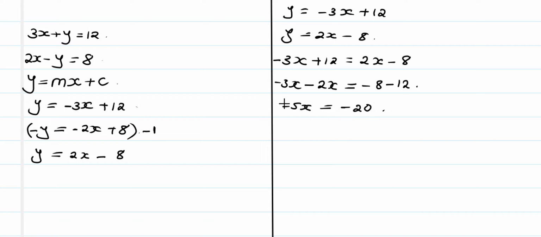So you see this is a negative and this is a negative. I can just cancel them. Now it remains 5x equals 20. But I only need x. So I can divide everything by 5, and now x becomes 4. 20 divided by 5 is 4. So now we already have the value for x.